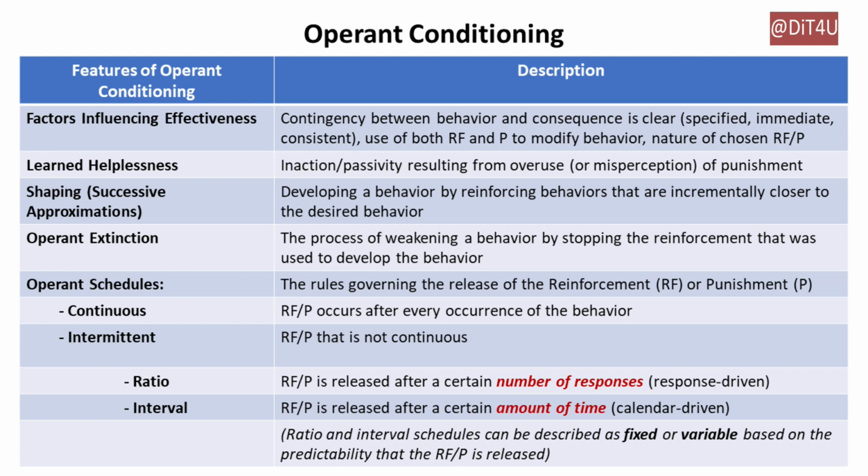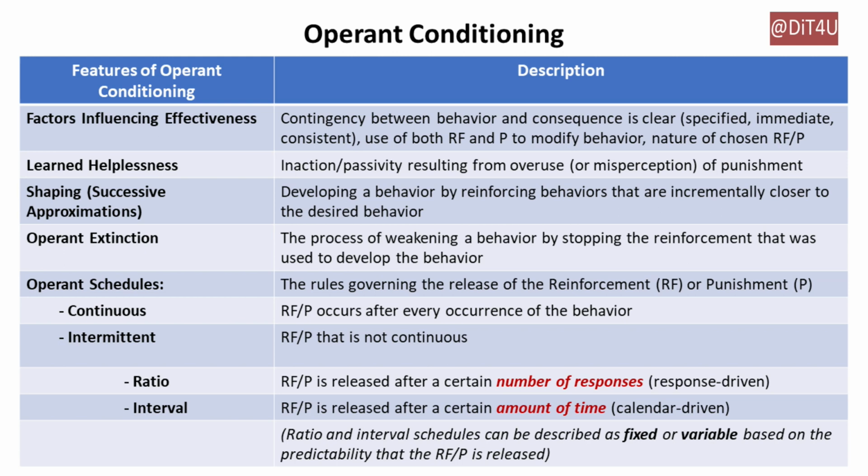Operant schedules: the rules governing the release of reinforcement or punishment. So it could be continuous. That means reinforcement or punishment occurs every time the behavior occurs. Okay, so each time you clean your desk, you will get 1 coin in your piggy bank. Understood? Every time. It's not at an interval or at the end of a month or something, every time. So that is the example of continuous operant schedules.